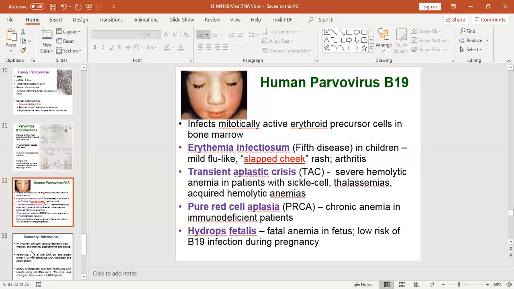The third disease caused by parvovirus B19 is called pure red cell aplasia, PRCA. It's a chronic anemia that is seen in immunodeficient patients. It's pure red blood cell. It means that the number of white blood cells and platelets are more or less within the normal range. Only red blood cells are affected. The fourth disease is called hydrops fetalis. That is a fatal anemia in the fetus. However, there's a low risk of B19 infection during pregnancy, so we do not see a lot of cases of hydrops fetalis due to parvovirus B19.